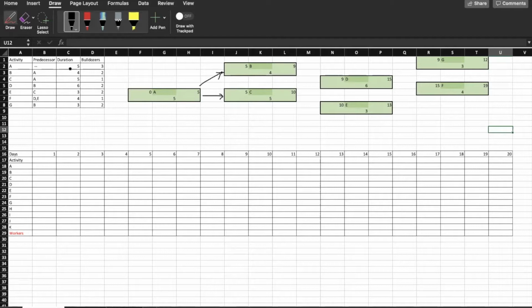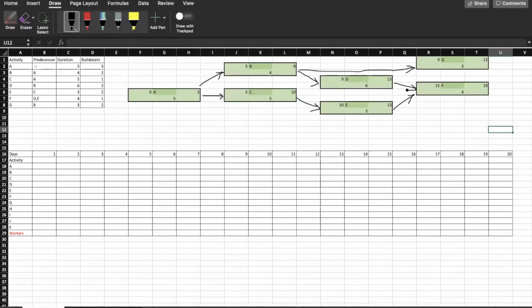The next one, we are looking at D, which has B as its predecessor, and G has B as its predecessor. So from B there would be two arrows pointing out to D and G. And the next one, E has C as its predecessor, so there would be an arrow from C to E. F has two predecessors, D and E, so we need two arrows pointing towards F.